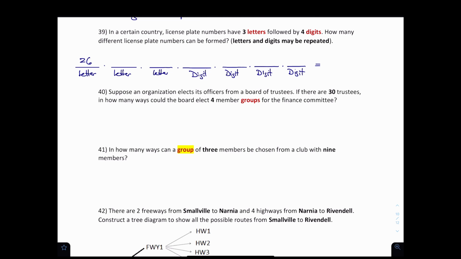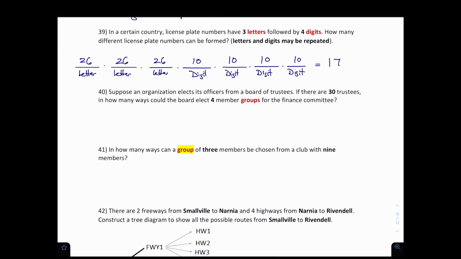And it says letters and digits may be repeated, so you could use the same number of choices for the second position and the third position. Then since we have 10 digits all in all, and you have 4 of those, and they could be repeated, you just get 10, 10, 10, and 10. Again, that's basically the MN rule. So it's 26 times 26 times 26, and then you just have to put 4 zeros in front of it.